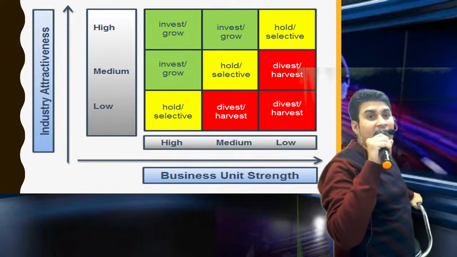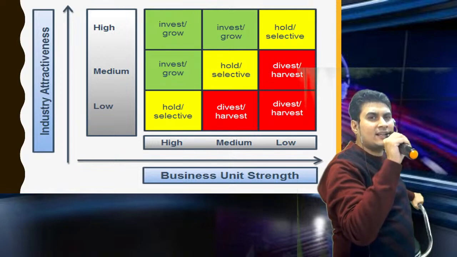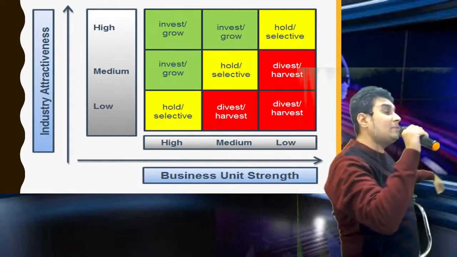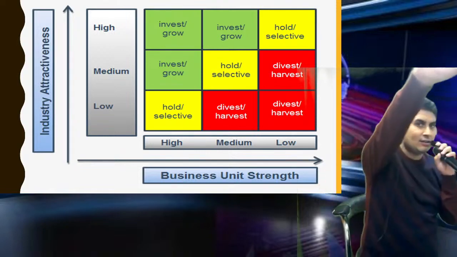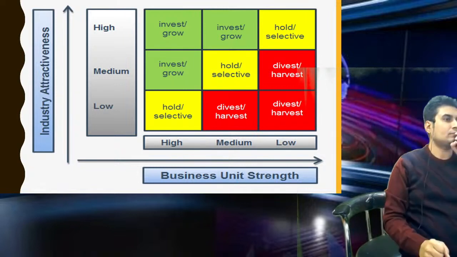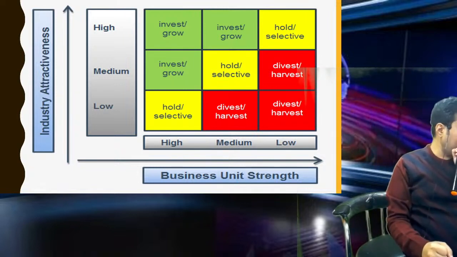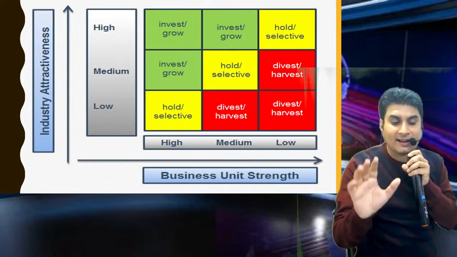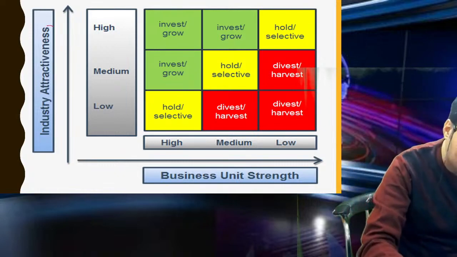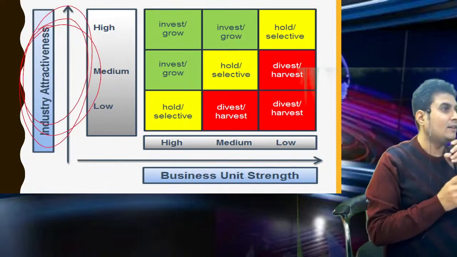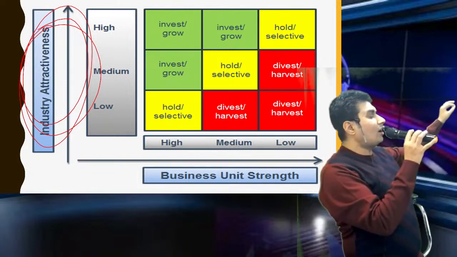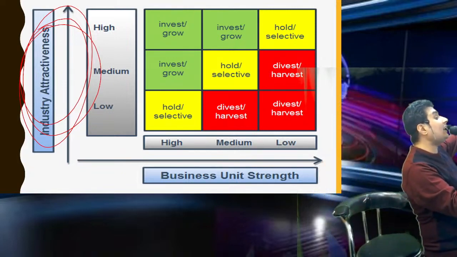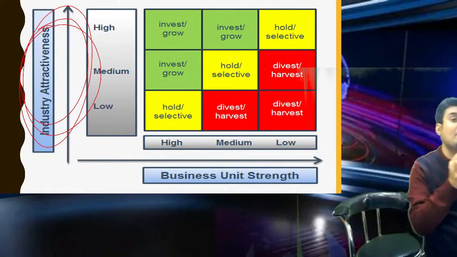Sir, how do I classify that? The same two things are there, but here the two things are different. Tell me what the two things were. Number one, market. Very good. Here it is not market growth rate; it is industry attractiveness. One more time: not market growth rate, but what? Industry attractiveness.